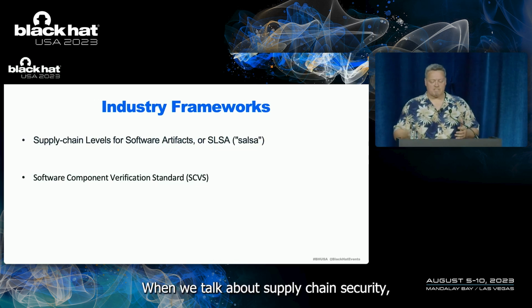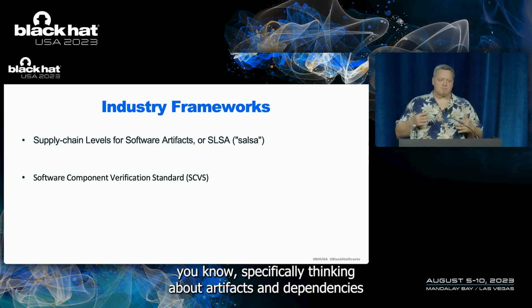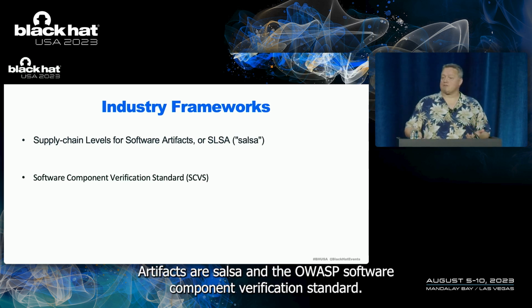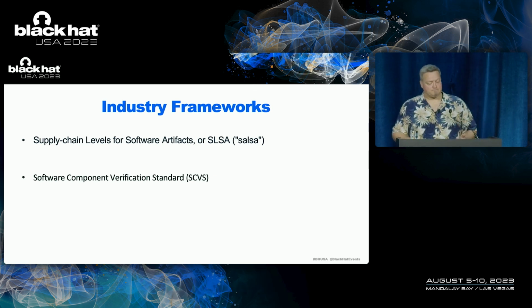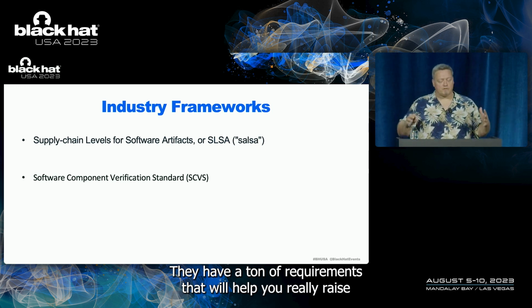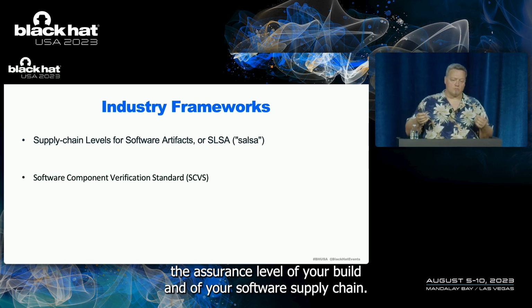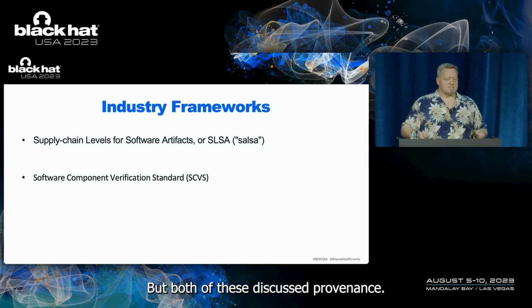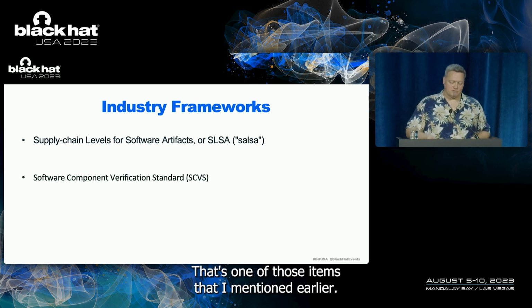When we talk about supply chain security, specifically thinking about artifacts and dependencies, two of the frameworks that you're going to run into are the supply chain level for software artifacts, or SLSA, and the OWASP software component verification standard. Both are great frameworks. They have a ton of requirements that will help you really raise the assurance level of your builds and of your software supply chain. But both of these discuss provenance. That's one of those items that I mentioned earlier.